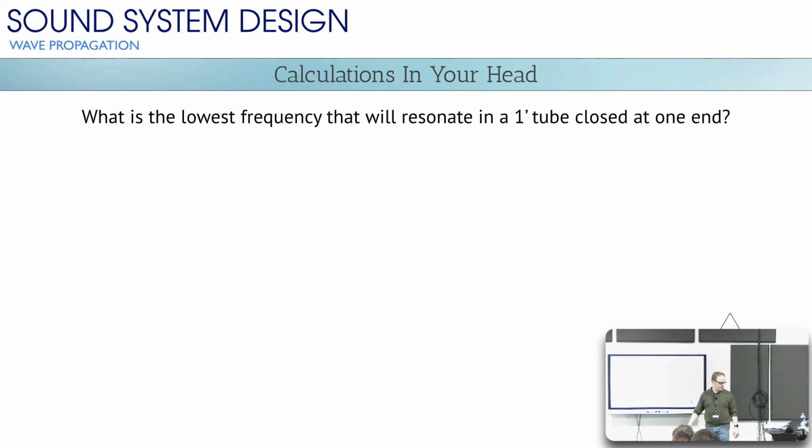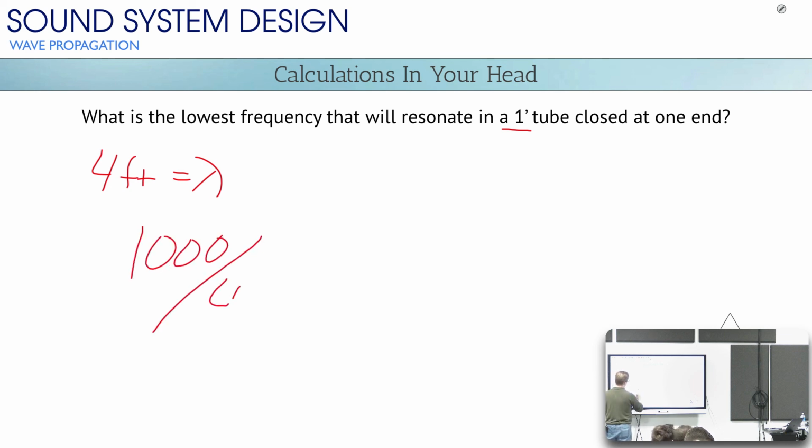Okay, let's try a couple of these and then we'll stop. What is the lowest frequency that will resonate in a 1-foot tube that is closed at one end? We're going to do this in our head. If it is 1 foot closed at one end, then this frequency is going to have a wavelength that is 4 times as long as that pipe, so it's actually a 4-foot wavelength. So we can say the speed of sound is 1,000 feet per second divided by the 4-foot wavelength, and we get 250 hertz.